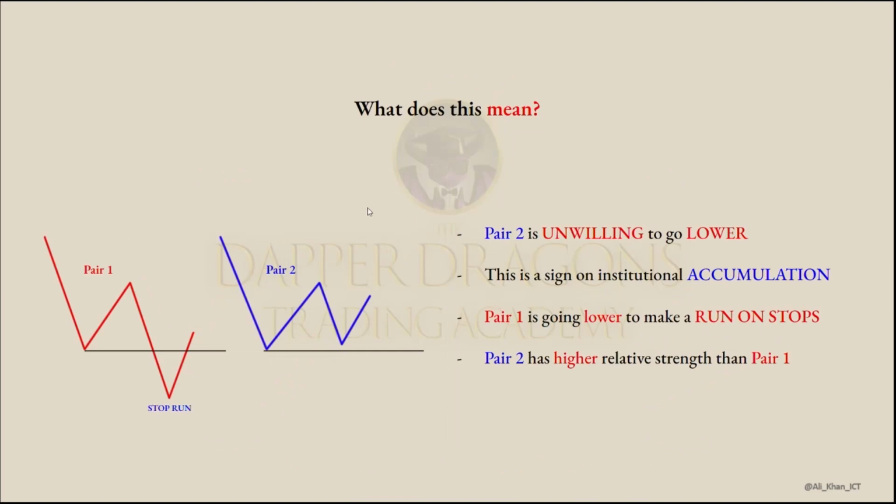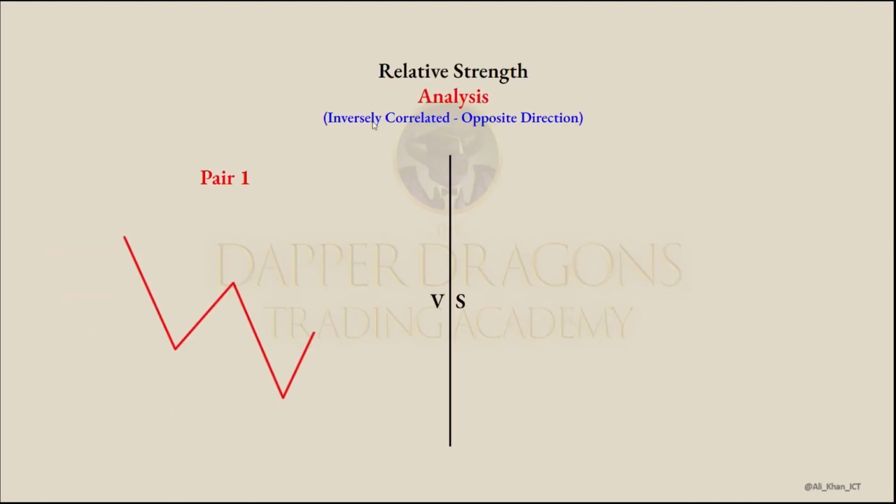So what does this mean? Pair 2 is unwilling to go lower, whereas in pair 1 we have taken the sell side liquidity. Pair 2 isn't willing to take that sell side liquidity. So pair 1 is going lower to make a run on stops, and pair 2 has the higher relative strength than pair 1 because it's failing to go lower. This is institutional accumulation.